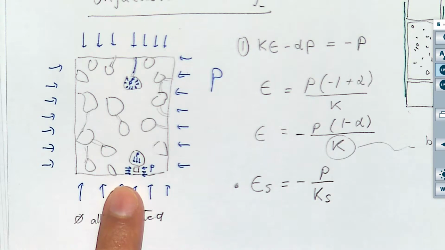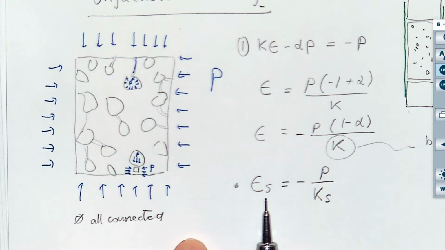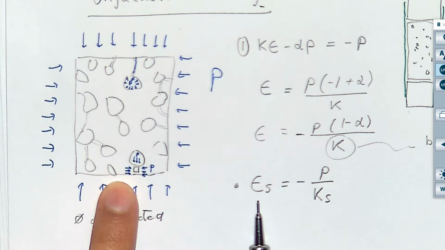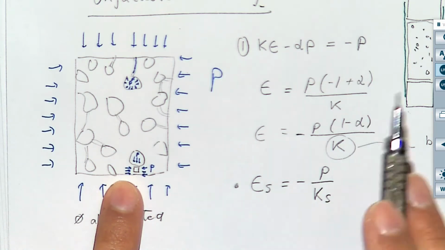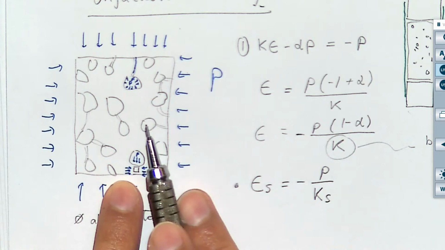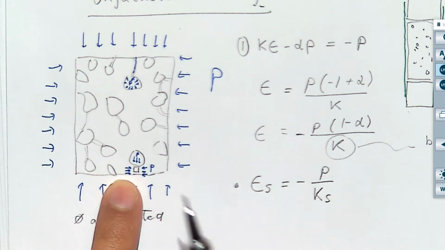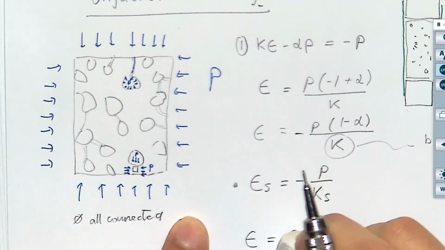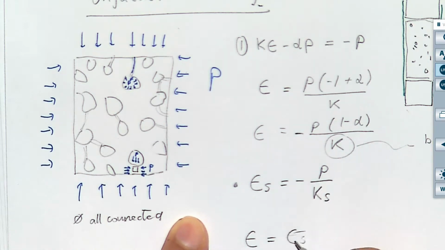Okay, this is a little bit more difficult to see, but believe me that it's also valid. If this part of the solid is compressing in an amount epsilon s, and any other part of the solid is also compressing in an amount epsilon s, that means that the entire solid also is going to compress an amount epsilon s. The pores are going to get smaller, the solid is going to get smaller, everything is going to get smaller, and all of those are going to get smaller in amount epsilon s.